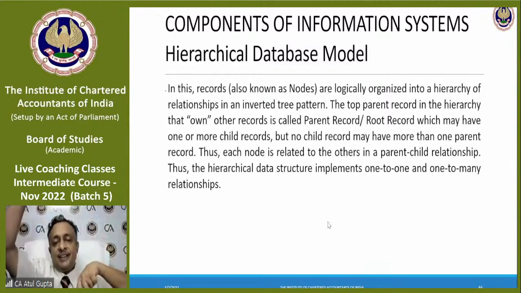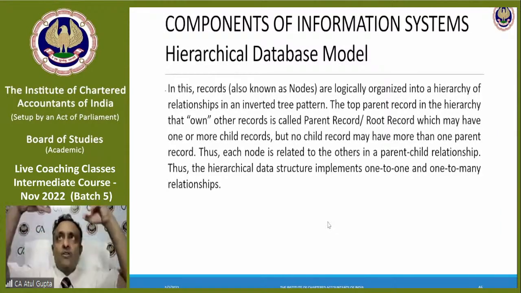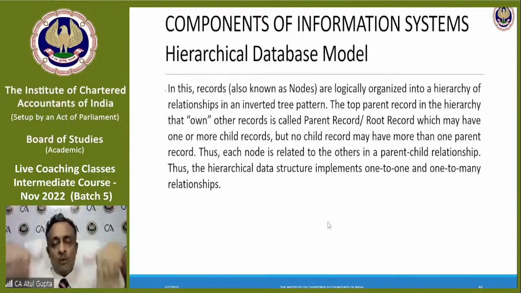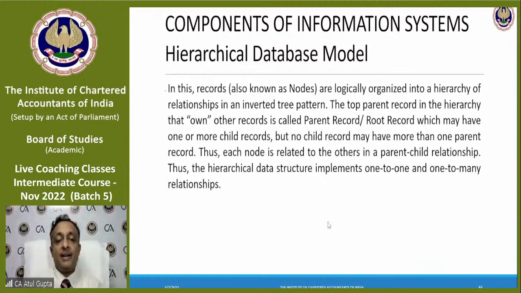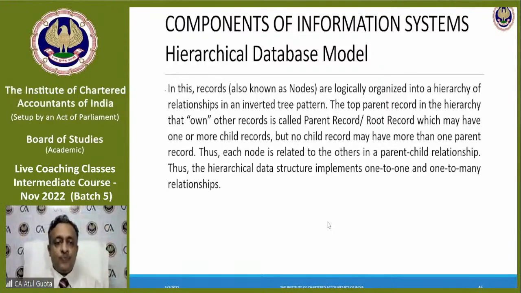So the main head is at the top and branches are at the bottom. The top parent record in the hierarchy that owns other records is called the parent record or the root record, from where the branches flow down, which may have one or more children. So we will have more branches, but no child will have more than one parent. So trunk is going to have more children, but child is only going to be related to one trunk. Thus, each node is related to other in parent-child relationship. Thus, hierarchical data structure implements one-to-one and one-to-many. Please underline these words. These are important for exam. One-to-one, one-to-many relationships.